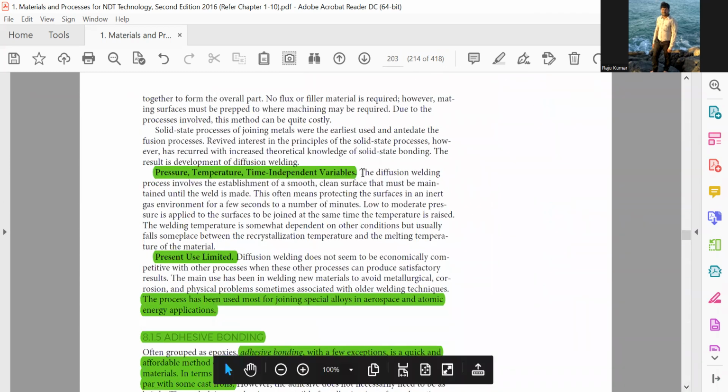Pressure, temperature, time are the independent variables. Present use is limited. The process has been used mostly for joining special alloys in aerospace and atomic energy applications.